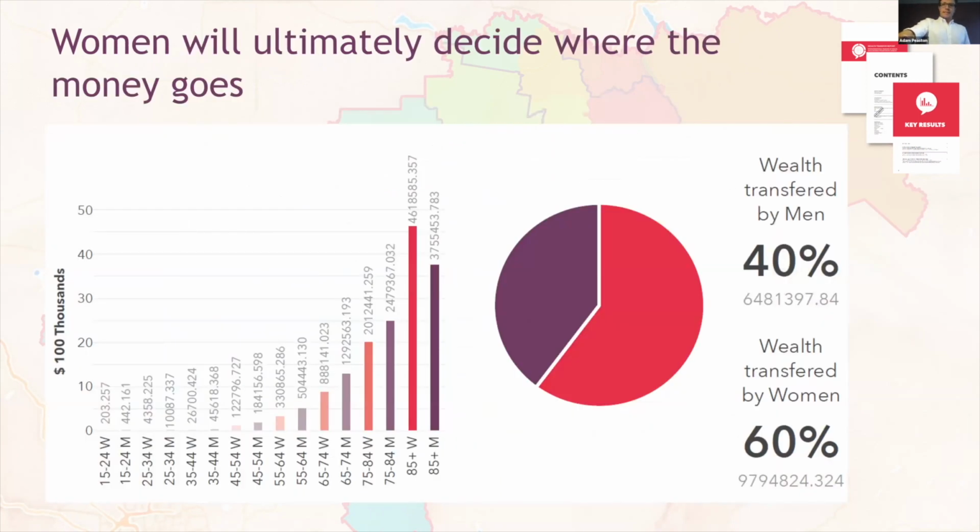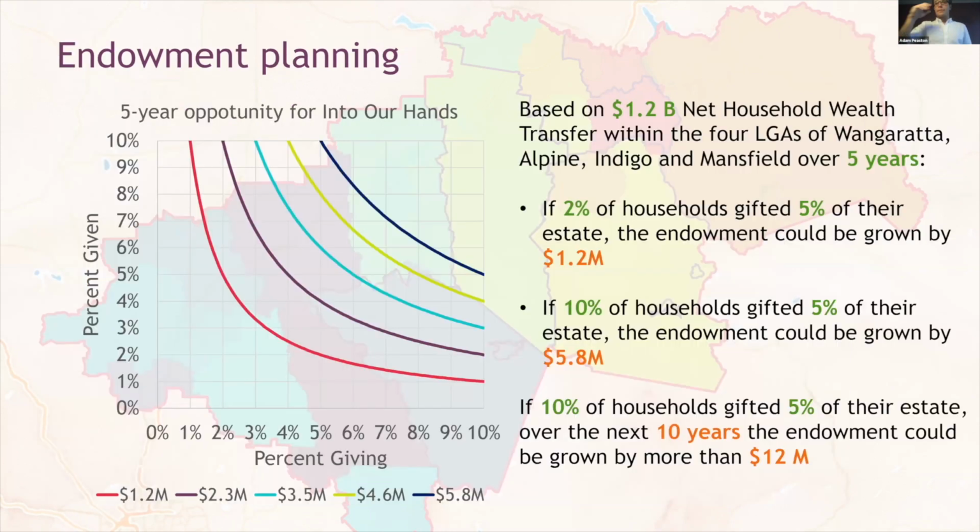And interestingly, by gender, how much of that wealth is transferring as well. Finally, we were able to turn that into something of a business model, a business case for them, if you like, talking about their region, based on different rates of participation and different percentages of the estate they could be able to convince people would be suitable to leave behind. What would that mean for their endowment over time?